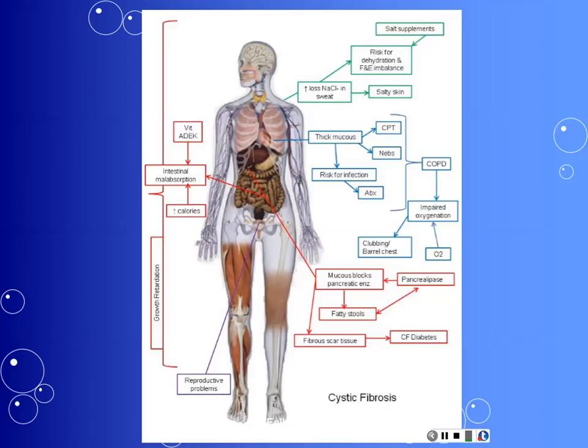Lung transplant, sorry. So what causes all the mucus to mutate like that and just get real thick? It's an exocrine gland disorder. Exocrine, so excretion of sweat, mucus, that kind of stuff.